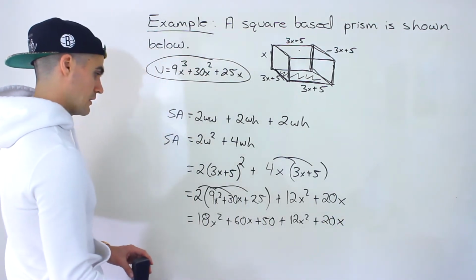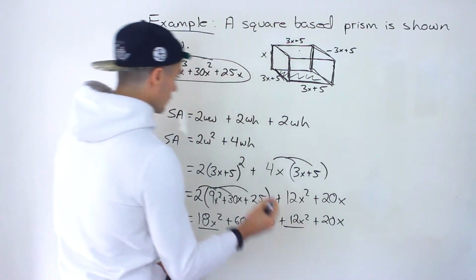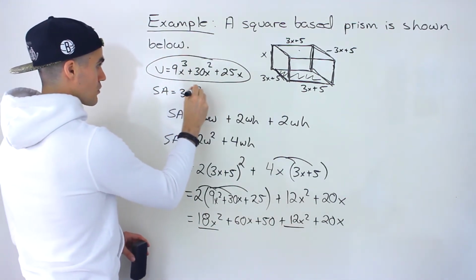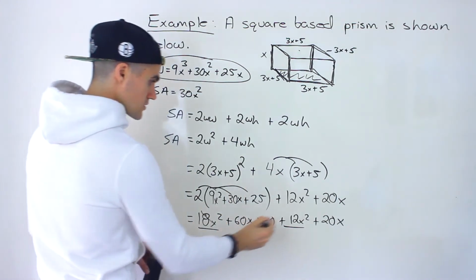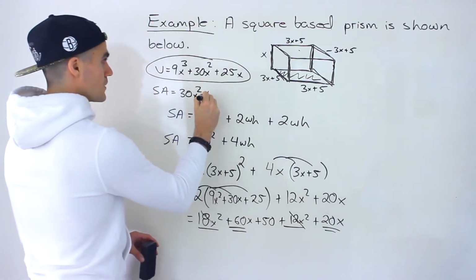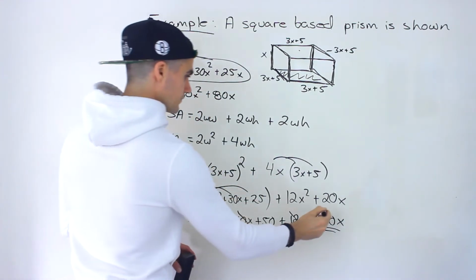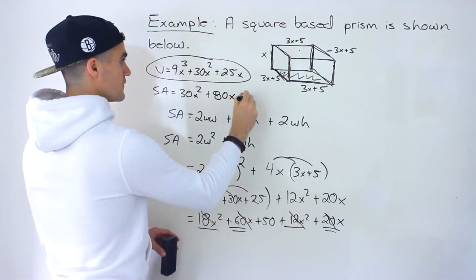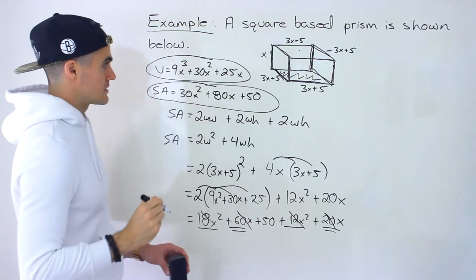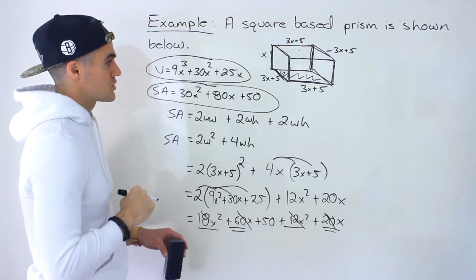And then we have to collect the like terms. So notice that the 18x squared plus the 12x squared, let's write the surface area over here. Those are like terms. That's going to be 30x squared. Then we have the 60x plus 20x, so we would have 80x, and then we have the plus 50 at the end. So that represents the expanded expression for the surface area.